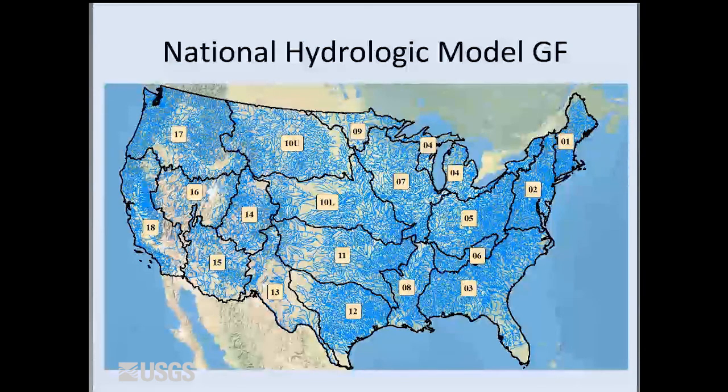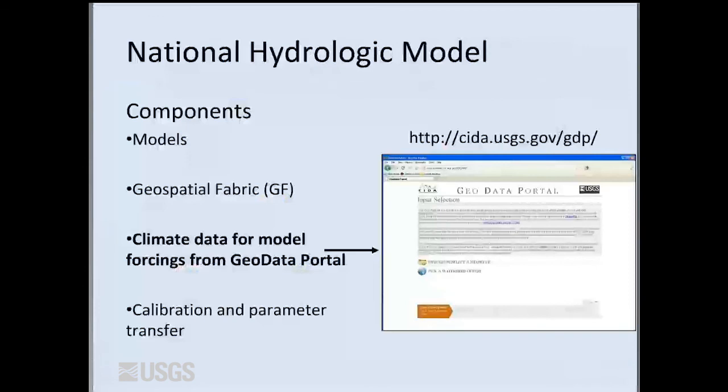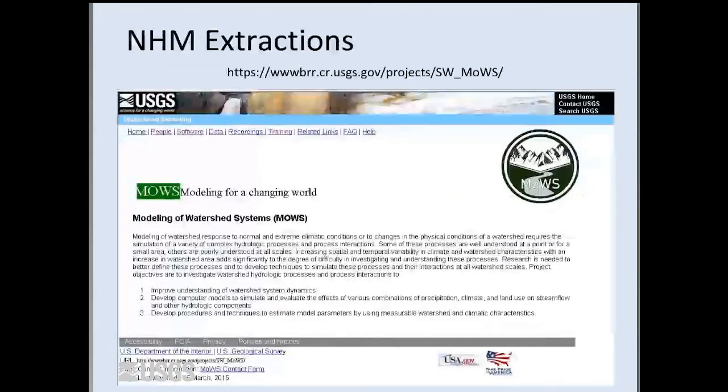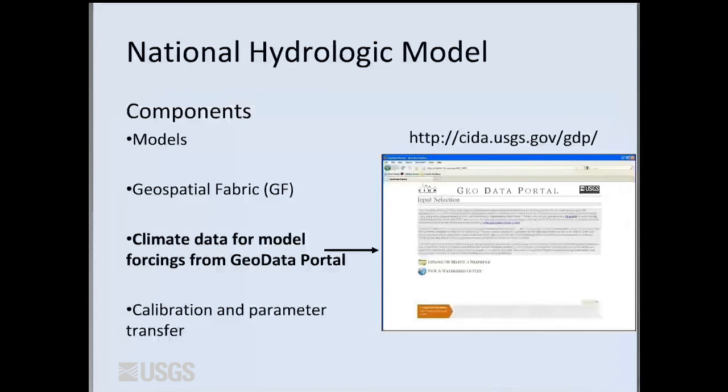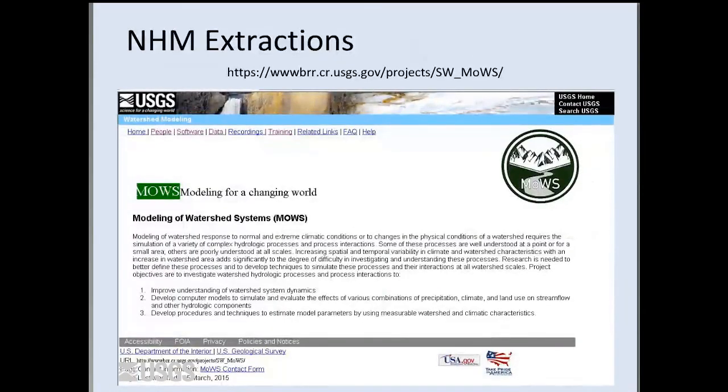And so this was done for the country. We ended up with about 110,000 hydrologic response units that make up this model. All the input climate data, of course, are accessed from the Geo Data Portal. And I will say that calibration and parameter transfer are things that we're in process with now, to have something that is usable in the near future for folks.